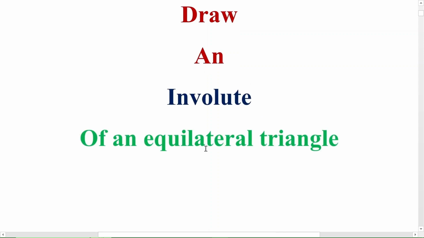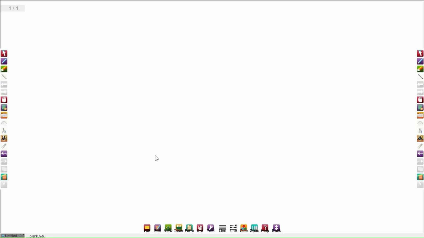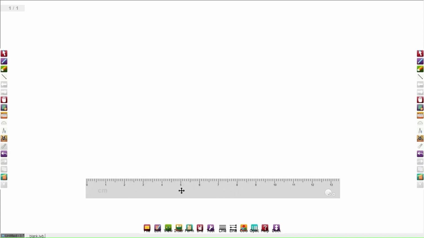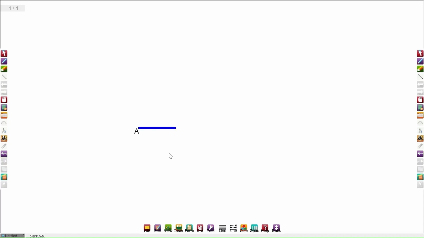Let's draw an involute of an equilateral triangle of side measuring 2 cm. First, we start by drawing an equilateral triangle of side measuring 2 cm. We take a ruler and draw a line segment that measures 2 cm.